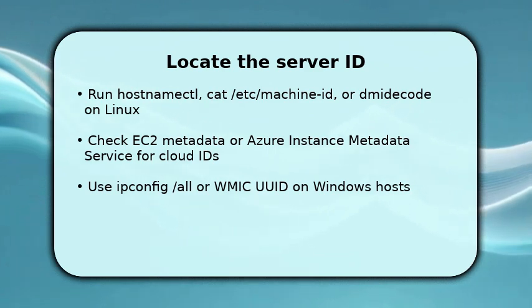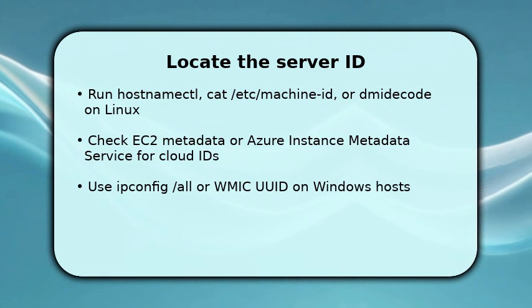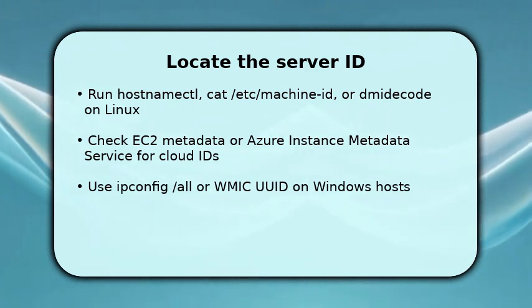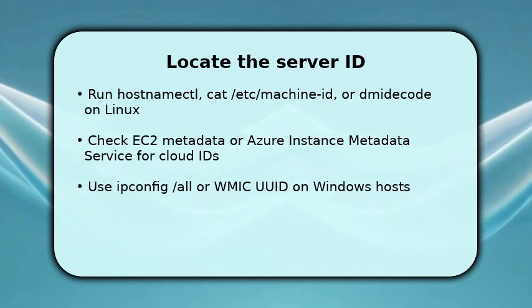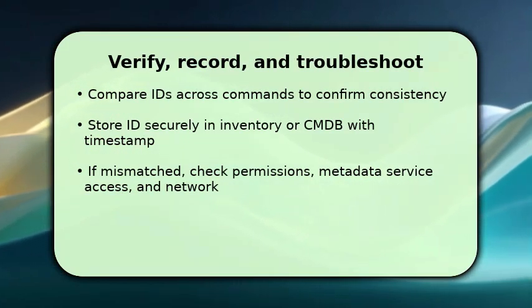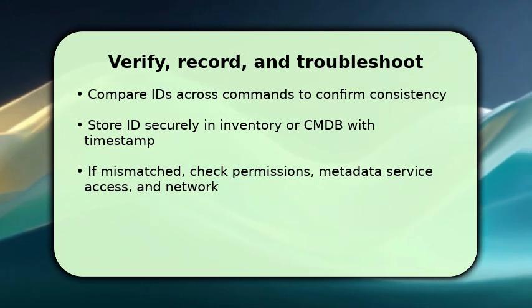Finish by verifying the value you collected. Cross-check CLI output against the provider console or orchestration control plane to ensure the same identifier appears. Consistency prevents mislabeling. Save the server ID into your inventory or configuration management database with who retrieved it and when.